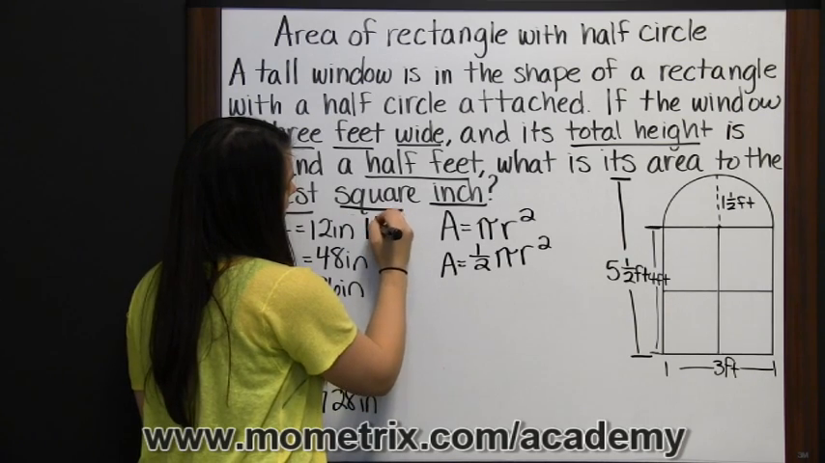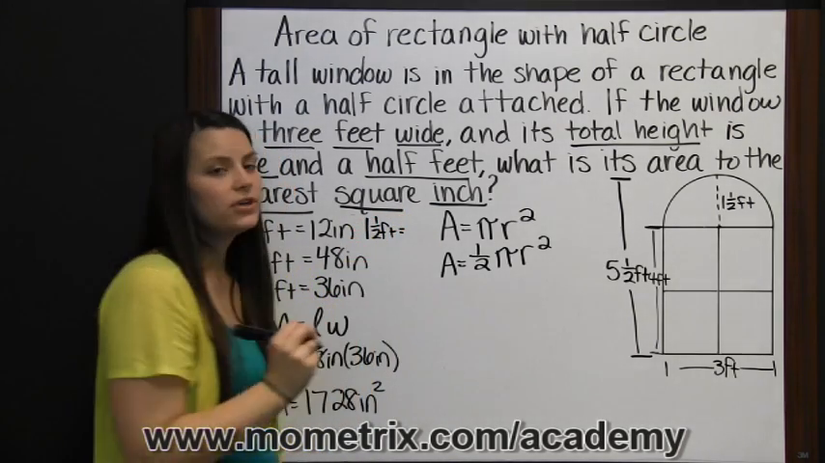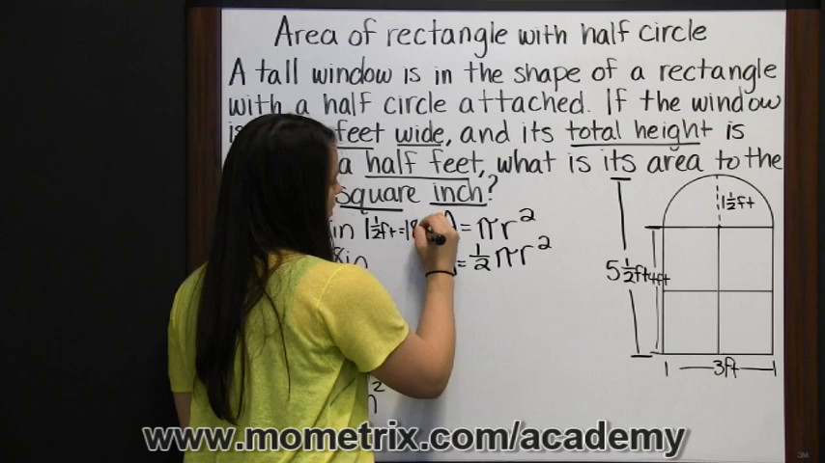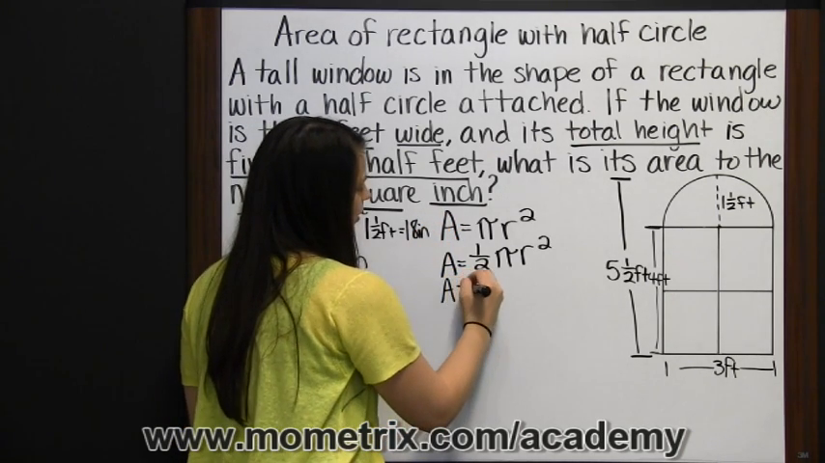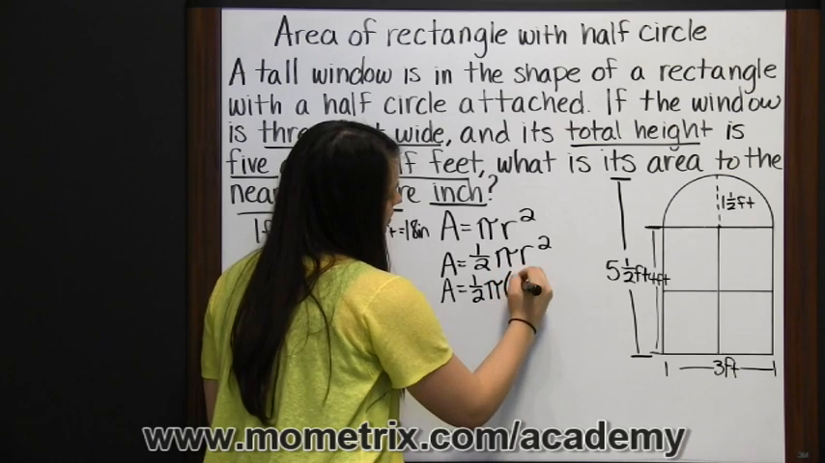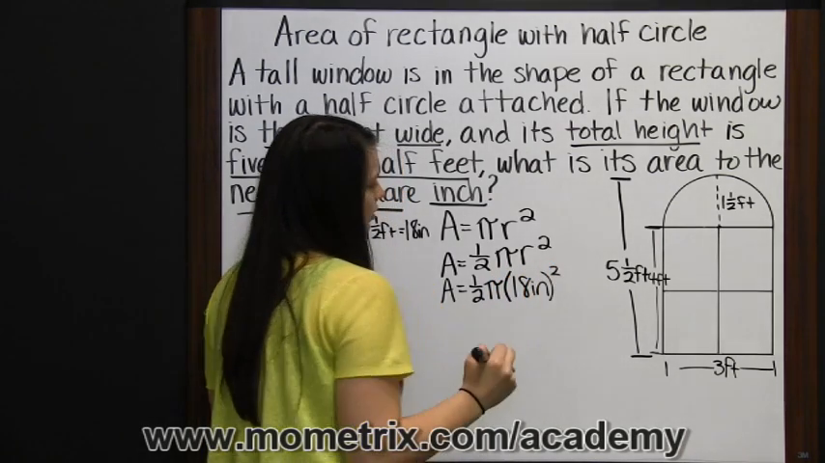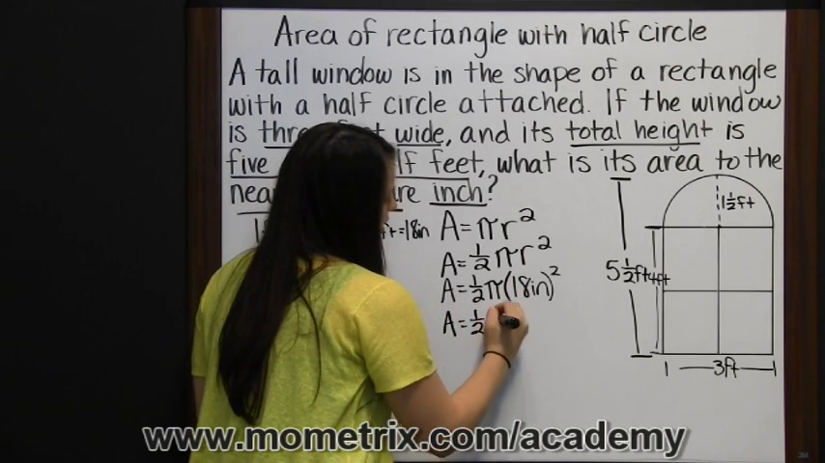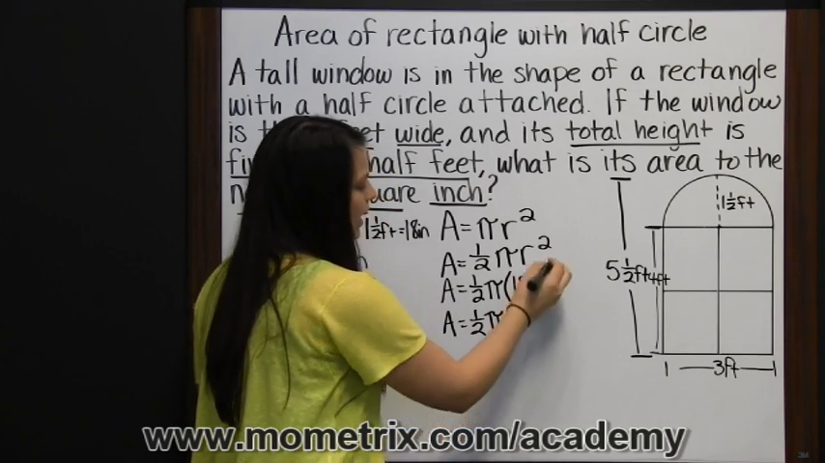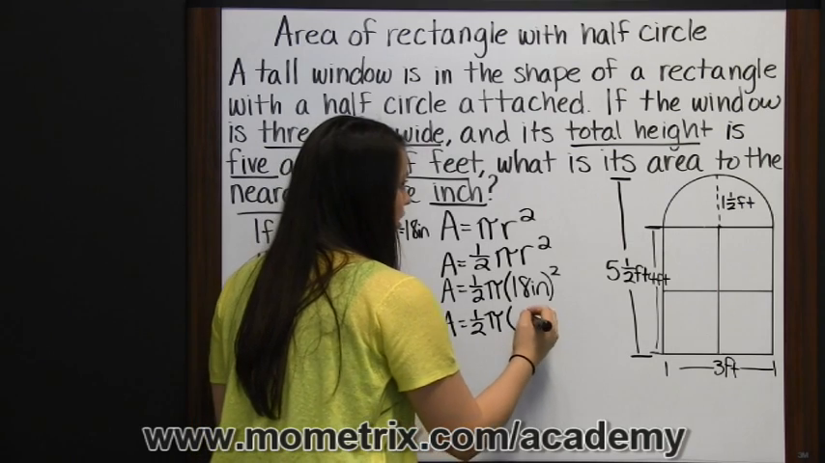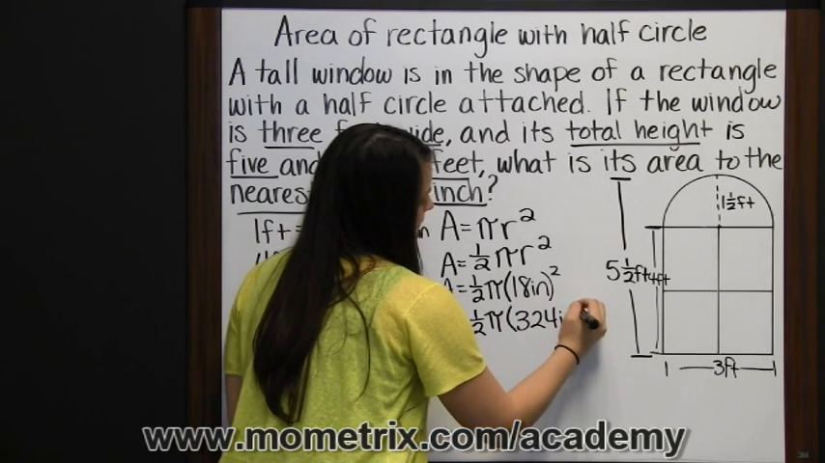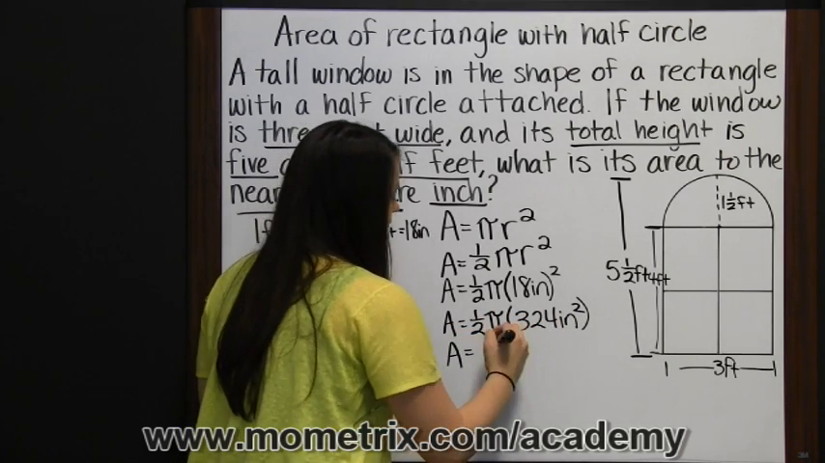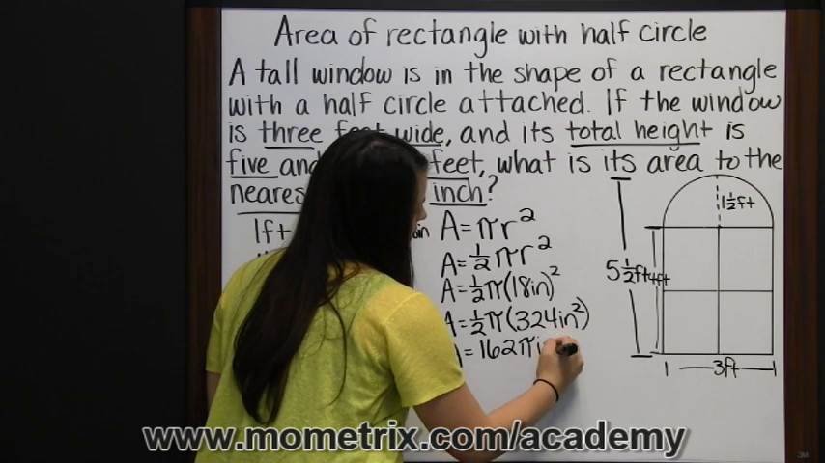So 1.5 feet is, 1 foot is 12 inches, half a foot is 6 inches, so 12 plus 6 is 18 inches. So our radius is 18 inches. So the area is 1/2 times pi times 18 inches squared for the radius. Now I'm going to simplify 18 inches squared. So the area is 1/2 times pi times 18 inches squared is 324 inches squared. And then we'll take half of 324. Half of 324 is 162 pi inches squared.